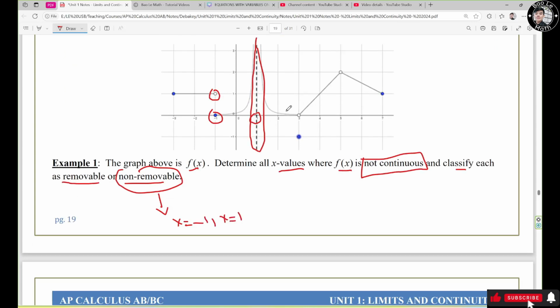Next one, we look at this one right here. We see that the limit of the function exists, but it's not continuous because the limit of f of s when s approaches 3 is different from f of 3, right? So this one is a removable discontinuity, right? So we have a hole right here, right? So s equals 3. And similarly, we have s equals 5, right?